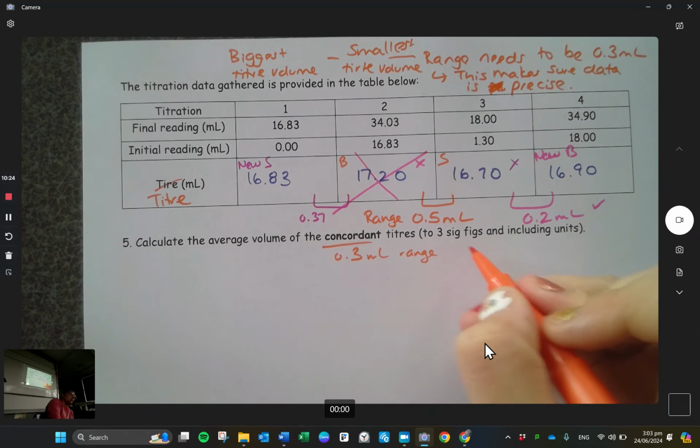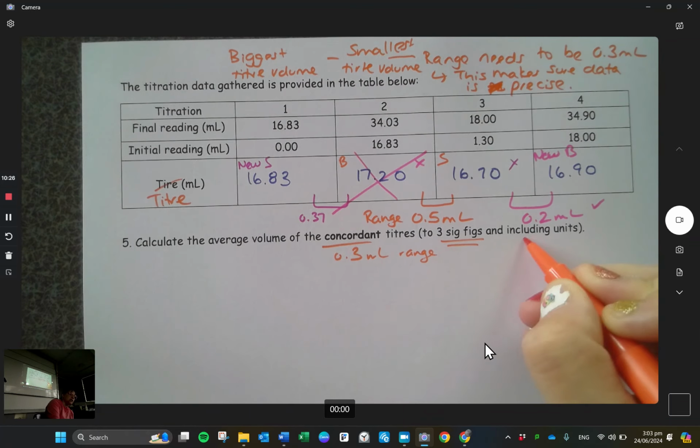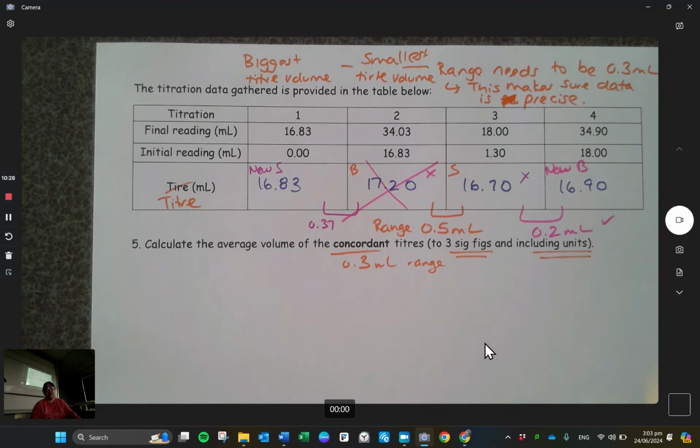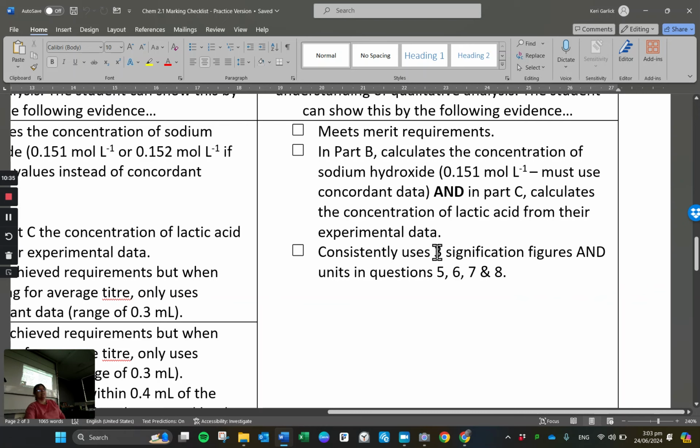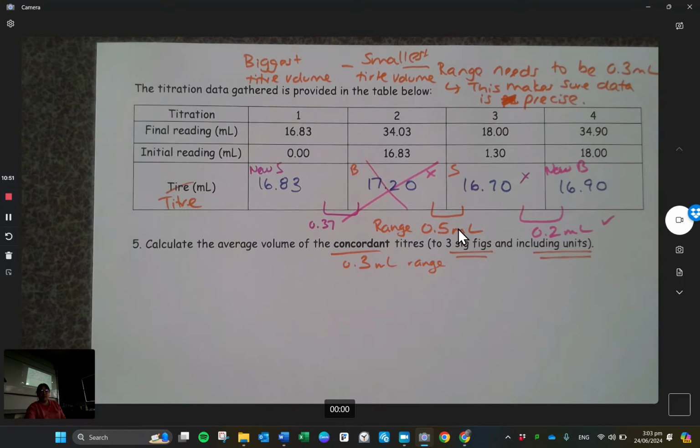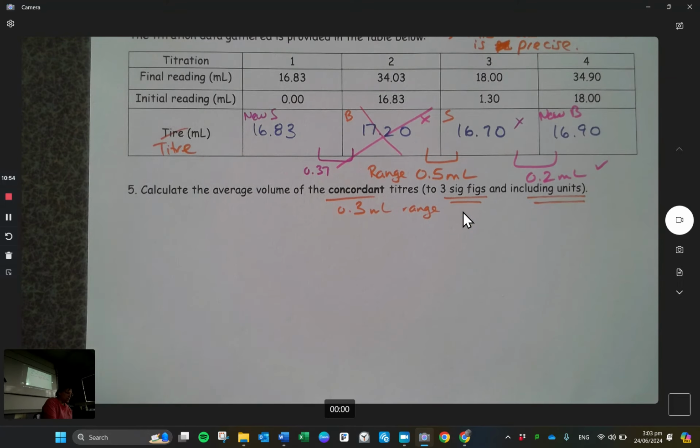And the other thing is they want us to do 3 significant figures, including our units. So this here, if you look at the requirements, which is really nitpicky, is the excellence. So if you see on excellence, it says consistently uses 3 significant figures and units in questions 5, 6, 7, and 8. So specific parts of this assessment, for some reason, the requirements state that I need to make sure you know how to use significant figures and units. So just something to keep in mind. So let's average those 3 numbers together.